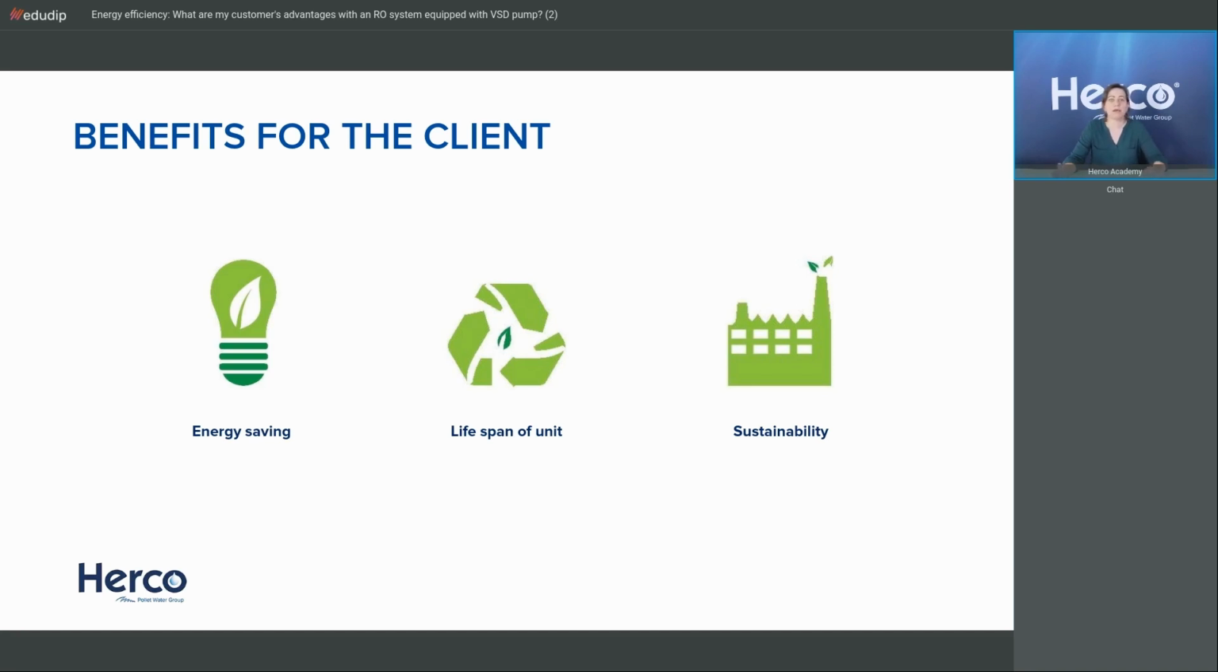Apart from the energy saving, you also increase the lifespan of the unit. So it's a big advantage not to have these water hammers when you start up. It's a big advantage to be sure to always run at the correct operation point. You don't need to readjust. You have a really silently running unit. That's a great advantage as well. And finally is the sustainability.